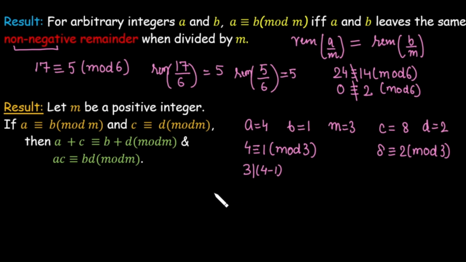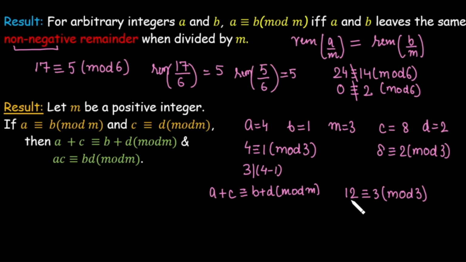Now check it whether A plus C is congruent to B plus D mod M. A plus C is 4 plus 8, that is 12. That is congruent to B plus D, 1 plus 2, 3, mod 3. Either check it by the definition or by remainder.